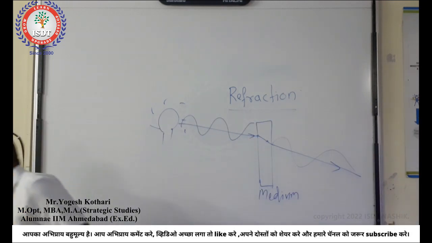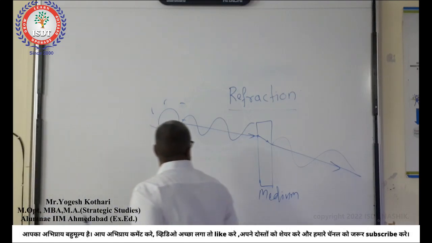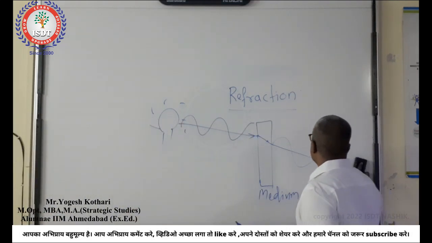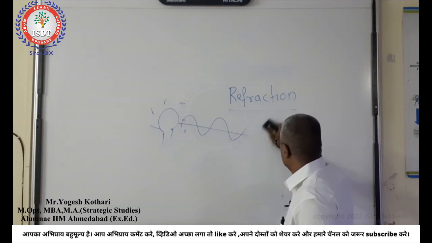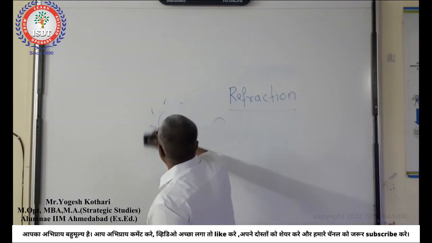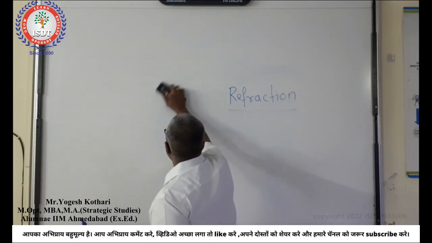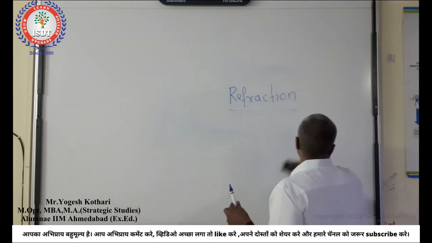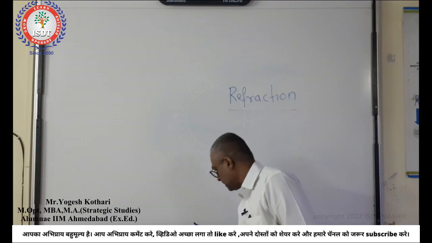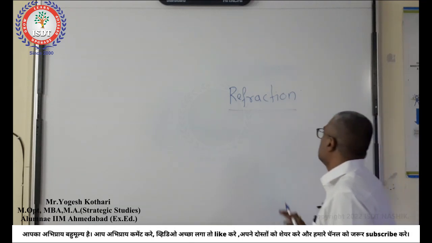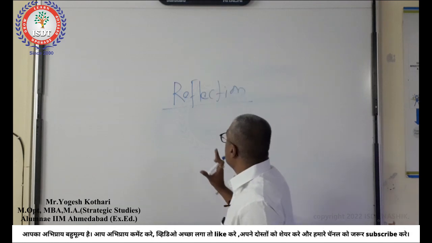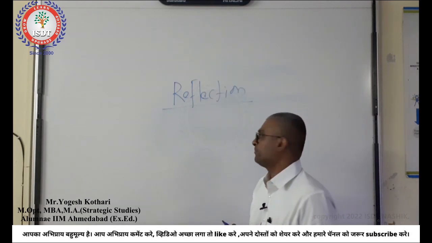Now the second property of the light is called reflection. I will just rub this off. So three terms you need to keep in mind. One is the medium, one is the source of light, then light passes in a straight line and it travels as a wave. Now the next property is the reflection of the light.